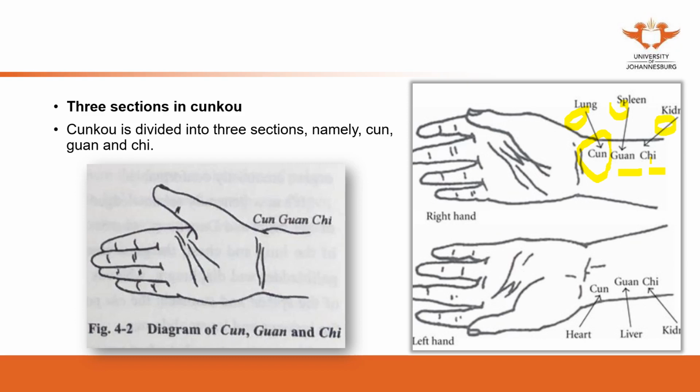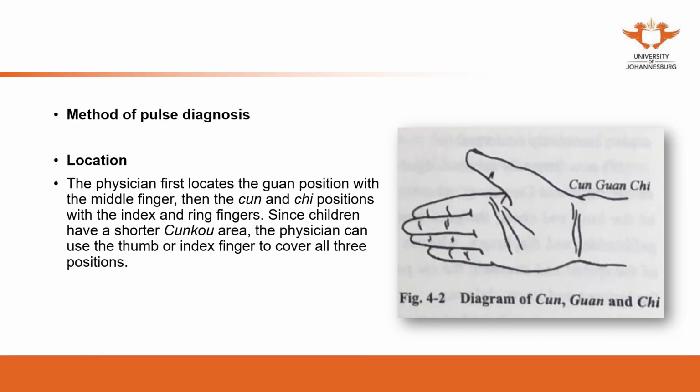So these are 2 schools of the location. You can use these two schools in the practice. Location. How to locate the 寸关尺? Firstly, locate the guan position with the middle finger, and then 寸 and 尺 position will fall automatically under your index finger and your ring finger.